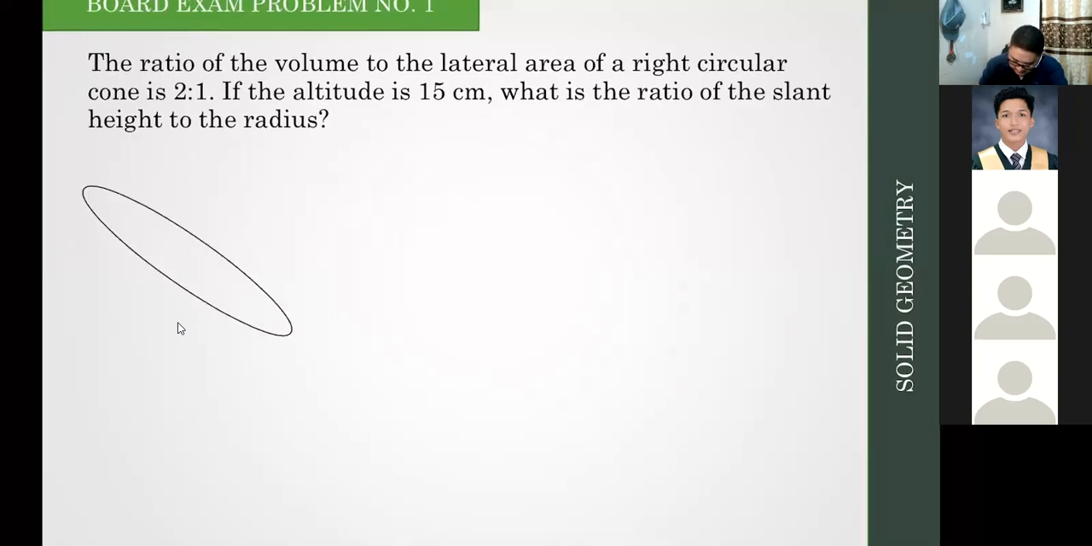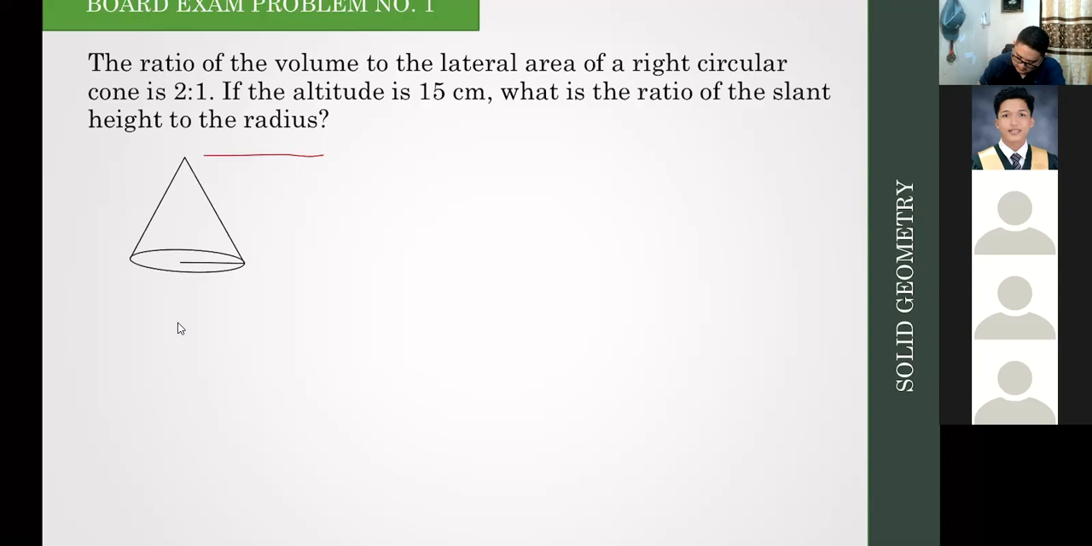Okay? So we have a right circular cone. This is the base of our cone. So, let's say that's our cone. We have a given altitude, h, which is equal to 15 cm. And then, the ratio of the volume of the cone over the lateral area is equal to 2 is to 1. We are asked to find the ratio of the slant height to the radius.